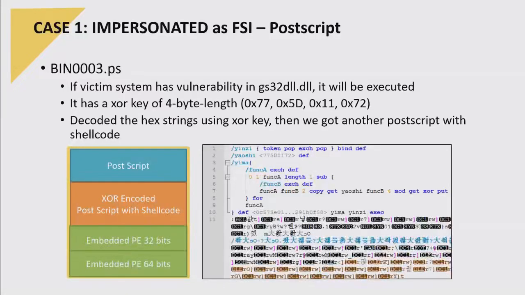The PostScript decodes the encoded PostScript with a 4-byte XOR key, and eventually runs the shellcode to exploit the vulnerability in the gs32dll.dll file, which is in fact the Ghostscript library. The PostScript will also decode the PE files and the shellcode. The shellcode will inject the payload into memory and execute it directly without dropping any files.